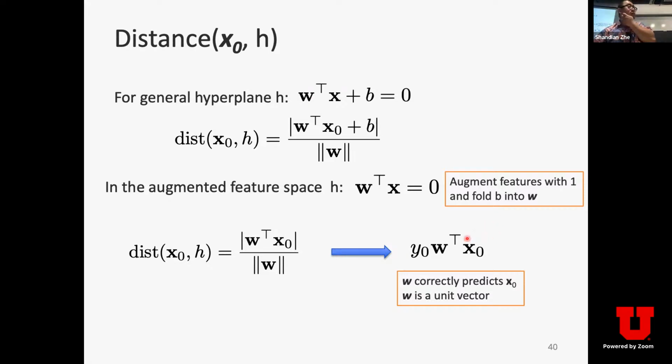Remember, this is an important trick. We're going to use that again and again. If your w correctly classifies x0, the sign of the score will be the same as the label. If your label is positive, meaning y0 is 1, your score must be positive as well, so the product is positive. If your y0 is negative, so -1, and you make a correct prediction, your score will be negative as well. When you multiply them together, you still get a positive value. That's why in that case you can simply replace the absolute value by this product. If further w is a unit vector, then the distance is simply this.